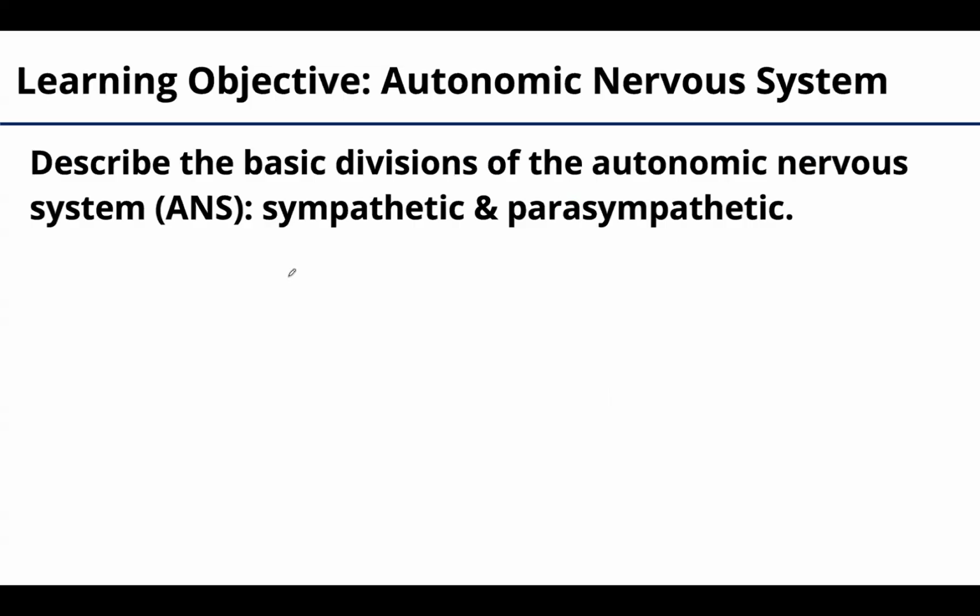So, this will be the basics. What is the autonomic nervous system and its two major divisions? This is a really complicated area, and this video will provide the building blocks for more complicated discussions later in the curriculum that will revolve around the ANS.